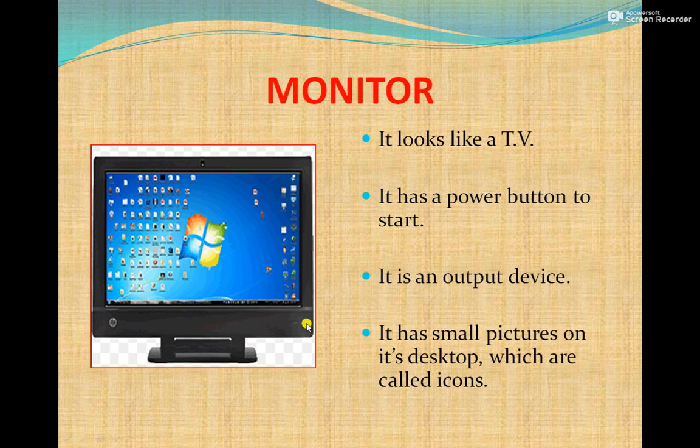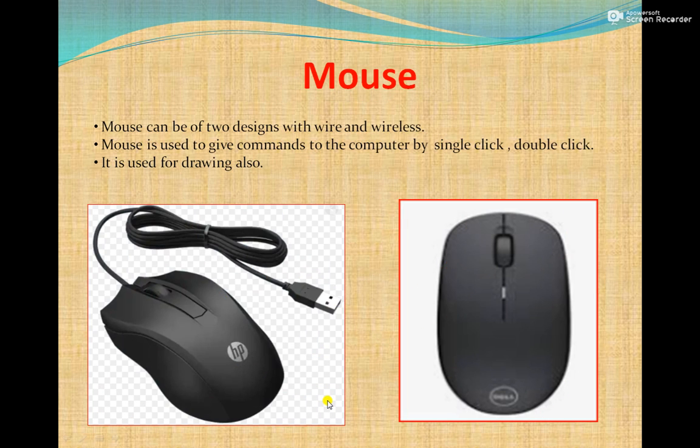How can we start it? By using the power button which is available on the monitor. It is an output device. Yes, the monitor is known as an output device, and it has small pictures on its desktop. As you can see, there are many pictures available on the desktop, and these small pictures are known as icons. Okay, this is your monitor.